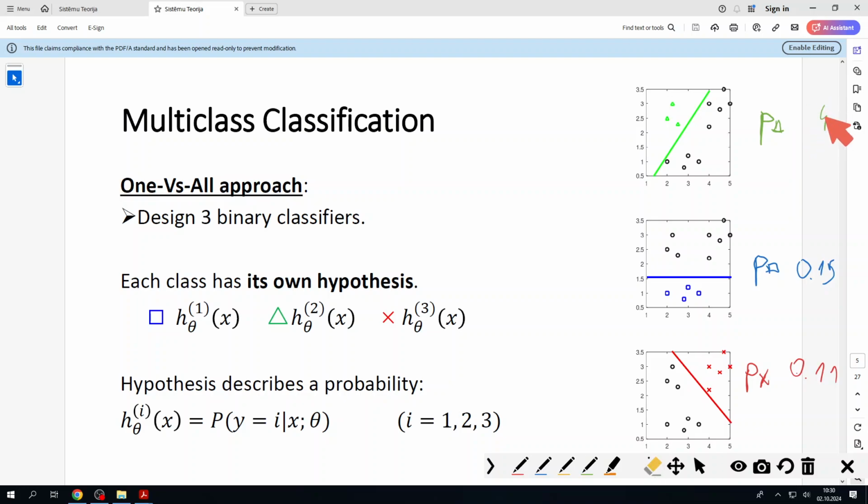It will be completely normal to have something like this. Let's say your probability of red cross is going to be 0.51, probability of blue square is going to be 0.6, and probability of the green triangle might be 0.85. So they are in total more than 1, which is a normal thing because they are independent of each other.